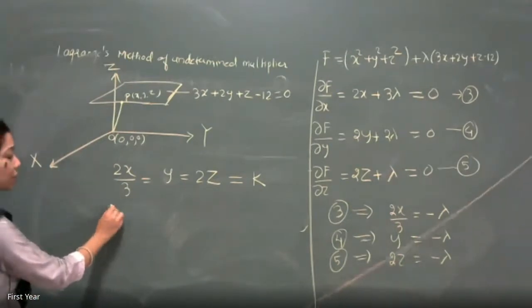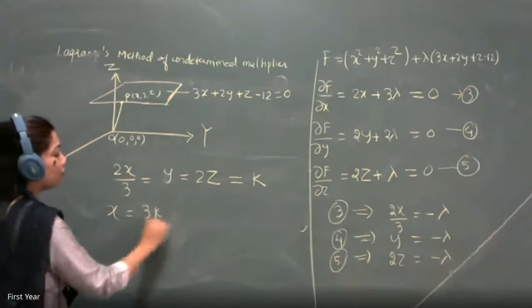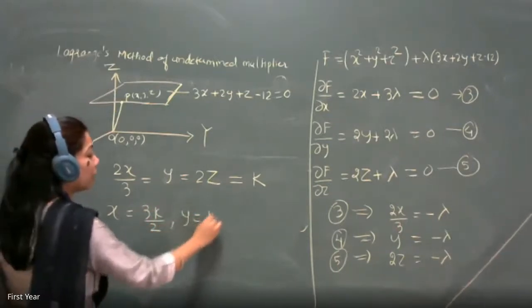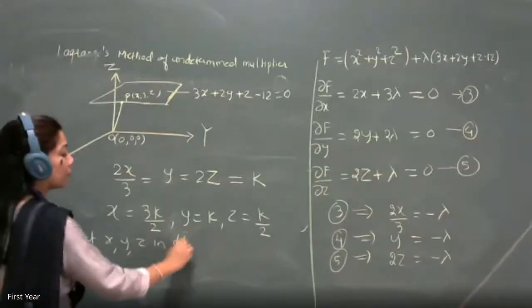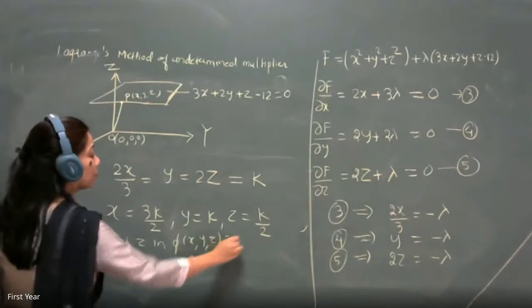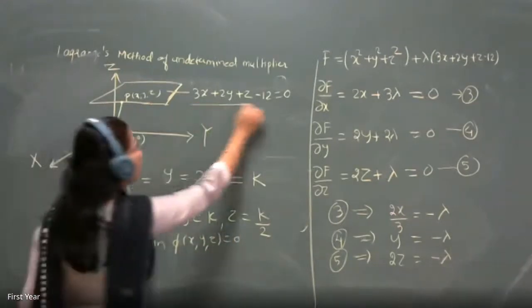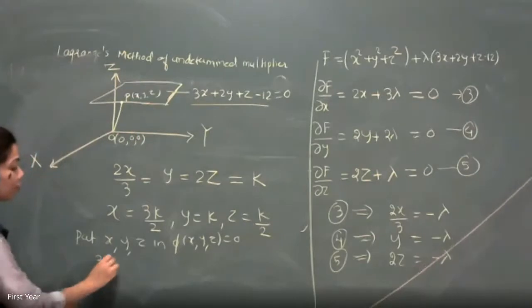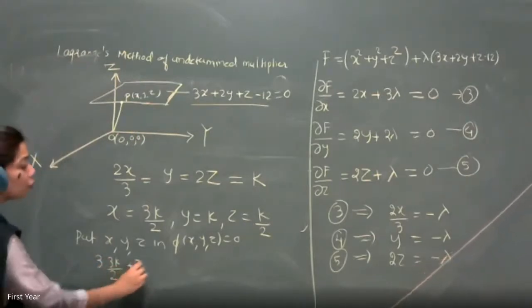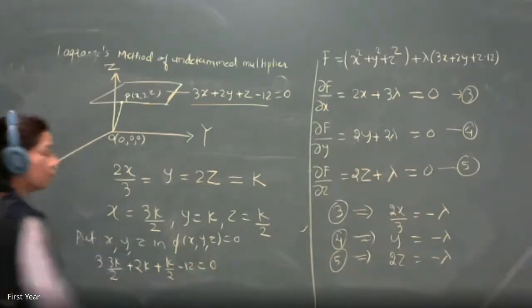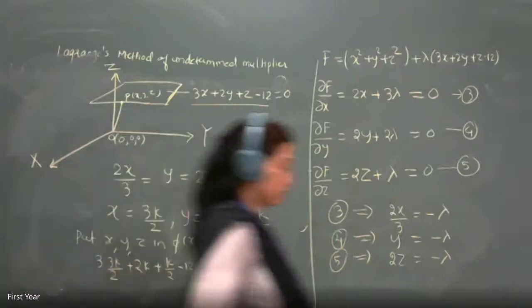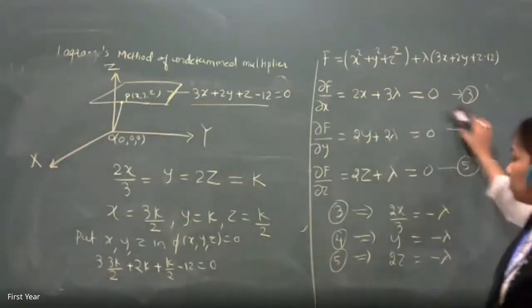So what is x in terms of k? x will be 3k by 2, y will be k, and z will be k by 2. Correct? So put x, y, z in equation 5. This is the equation 5. Therefore, 3 into 3k by 2 plus 2 into k plus k by 2 minus 12 is equal to 0. So simplify this and get the value of k. Everyone try and put it in the message box. What's the value of k?